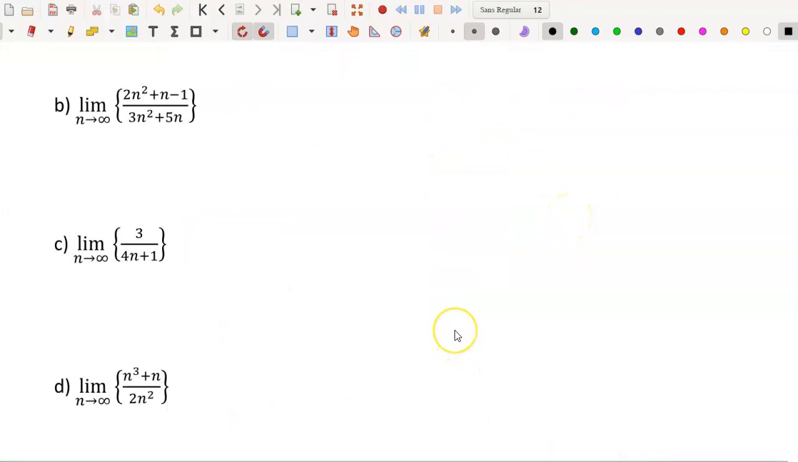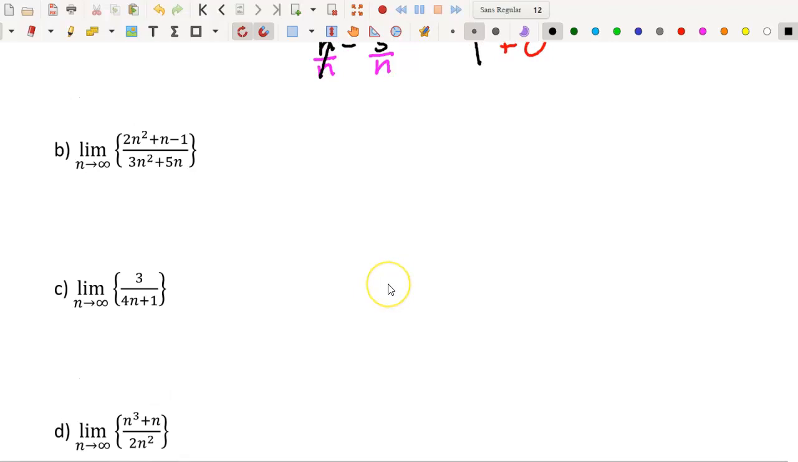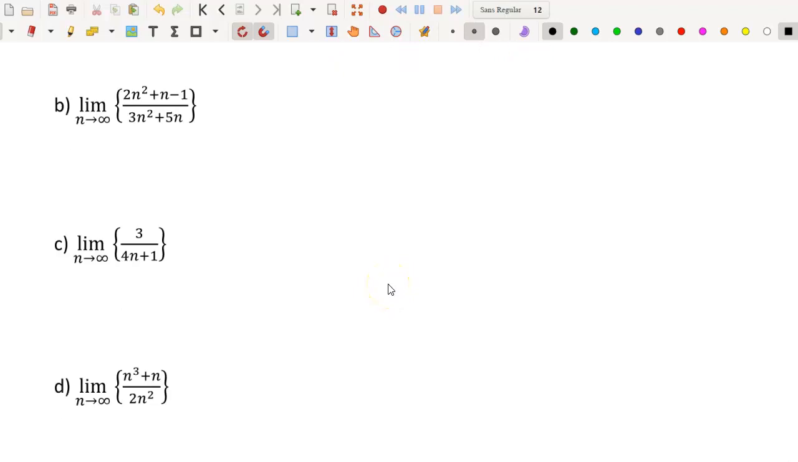So go ahead and finish B, C, and D. Check with each other. See what you get. Pull out the Desmos. See how that confirms or not. And then you can change it if you need to. But you want to get a good idea of how all this stuff works.